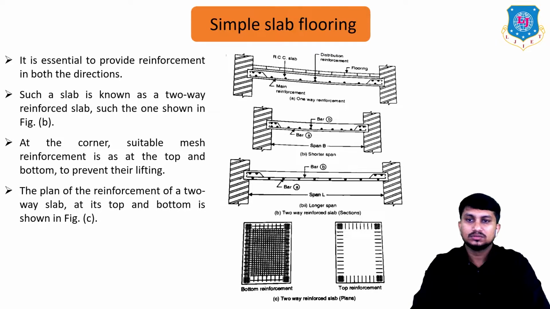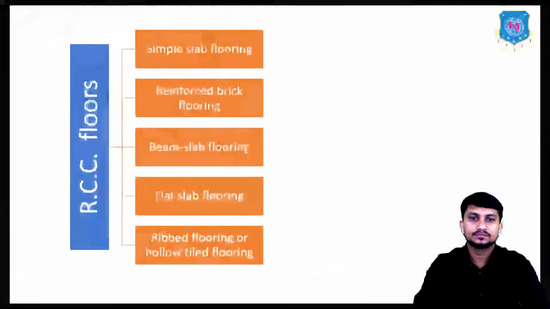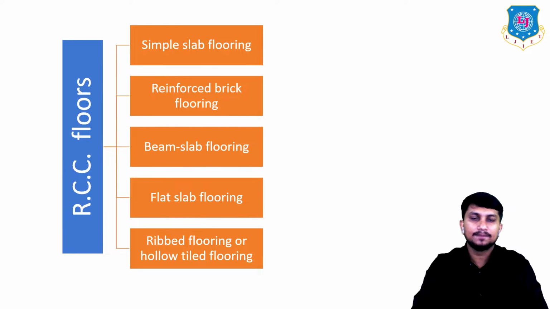At the corner, suitable mesh reinforcement is provided at the top and bottom to prevent lifting. The plan of reinforcement of the two-way slab at its top and bottom is shown in figure C. This is how reinforcement looks in the top and bottom of a two-way reinforced slab. That's all about simple slab flooring or simple RCC floors.